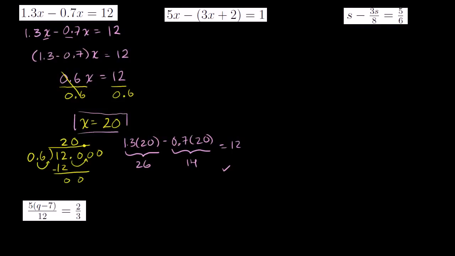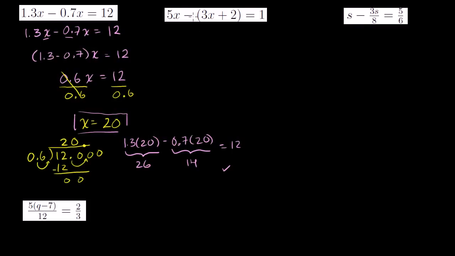Let's do this one right here. 5x minus 3x plus 2 is equal to 1. This looks very complicated. And whenever something looks daunting, just do steps that look like they're simplifying the equation. And over time, as long as you do legitimate steps, you should be able to make some progress.